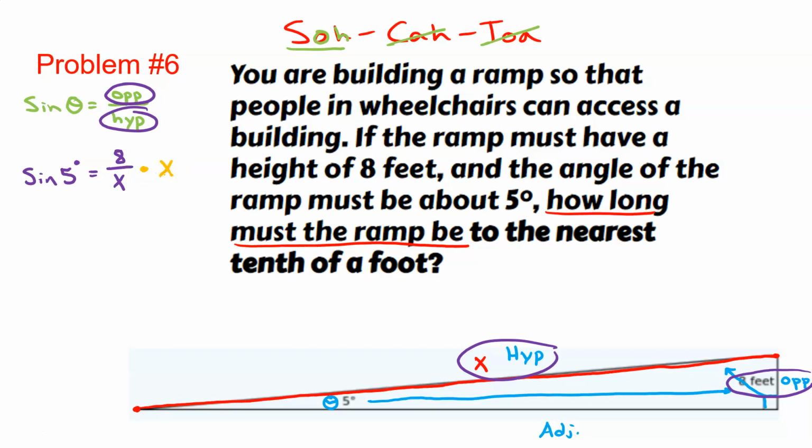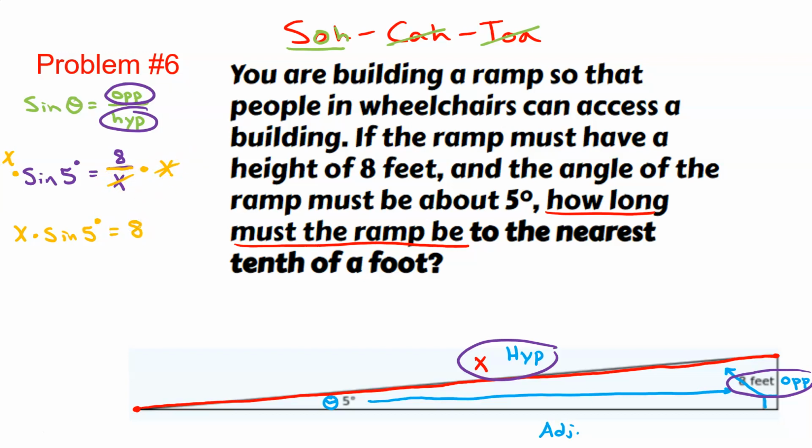So let's multiply both sides by x, right? Let's get rid of that fraction. We get rid of dividing by x by multiplying. So if I multiply the left side by x, this is what it'll look like. x times sine of 5 degrees is equal to, and then our x's cancel out, so we're left with just 8.